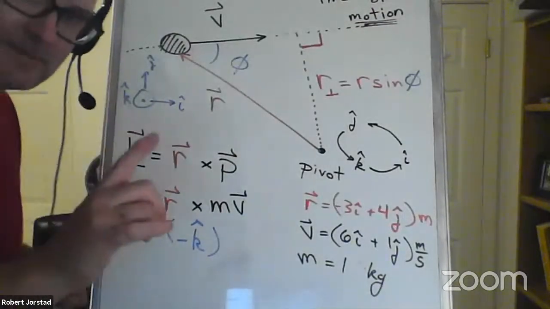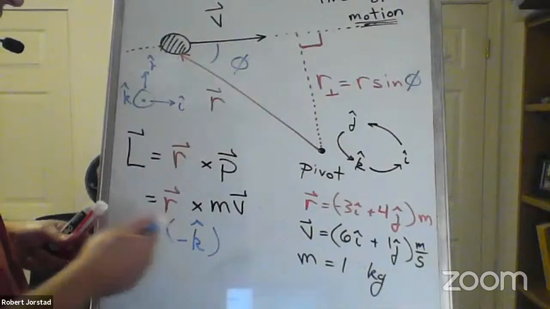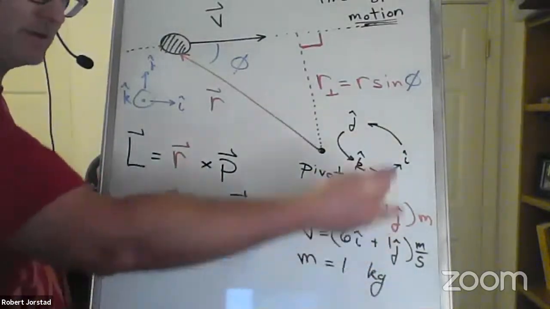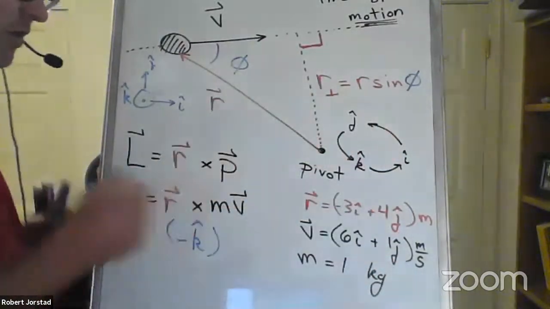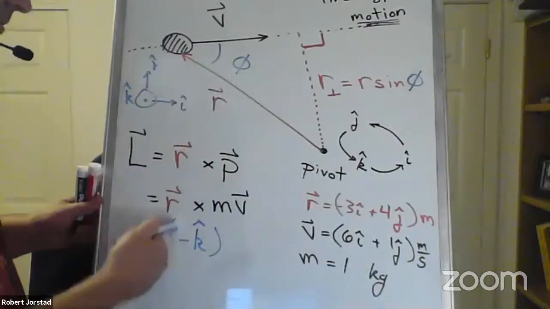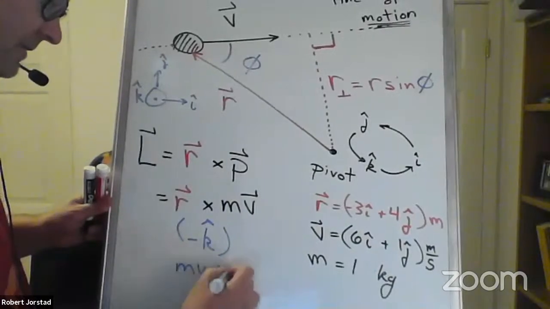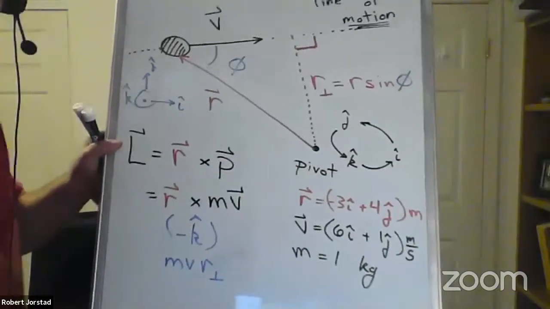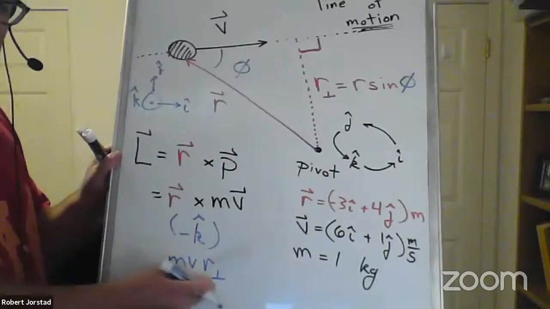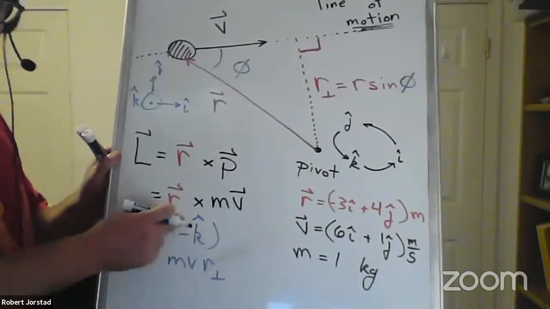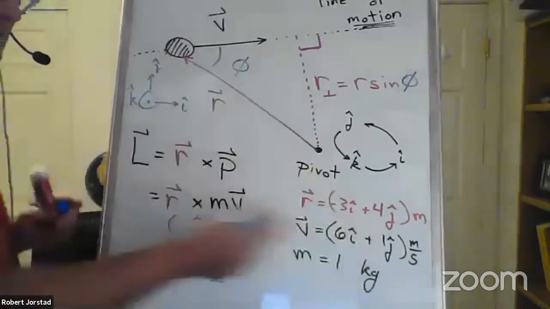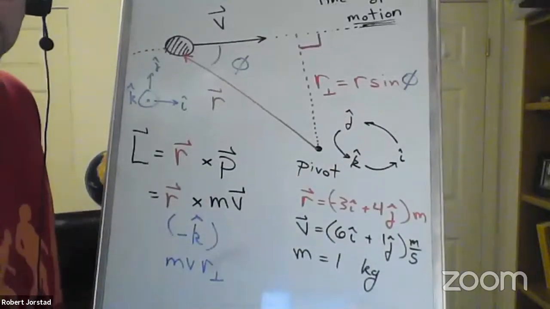So sometimes, rather than go through all of this mumbo jumbo, what we could do is just figure out r perpendicular times mv. So we say m v r perpendicular in this direction, and that's easier than doing this full cross product sometimes.